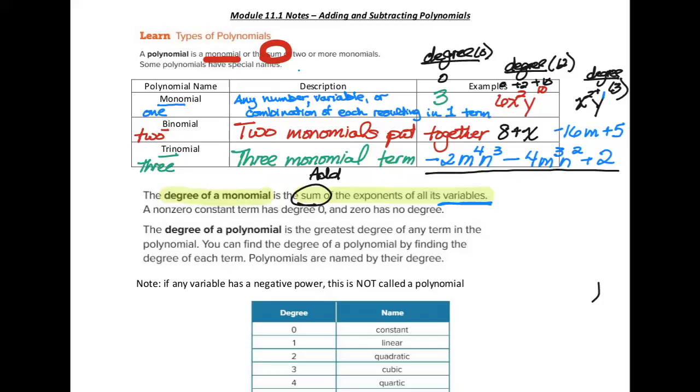That's for monomials. So any constant or any coefficient has a degree of 0. It's only the variables that we count. Okay?